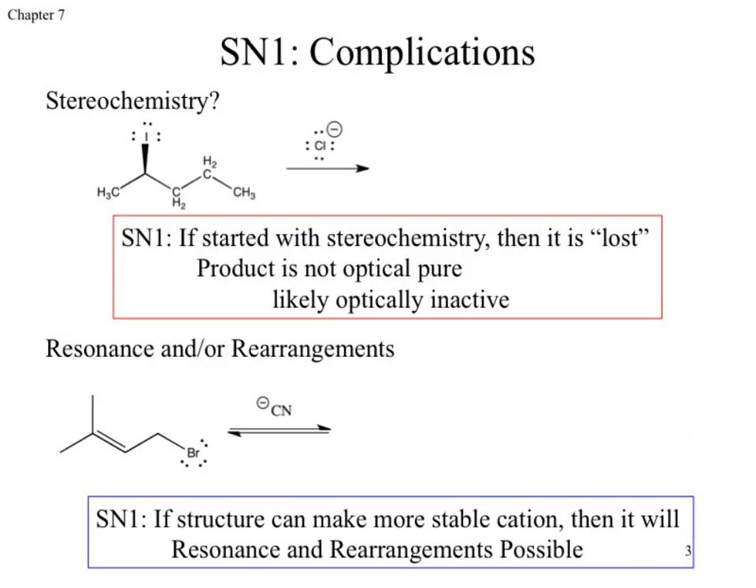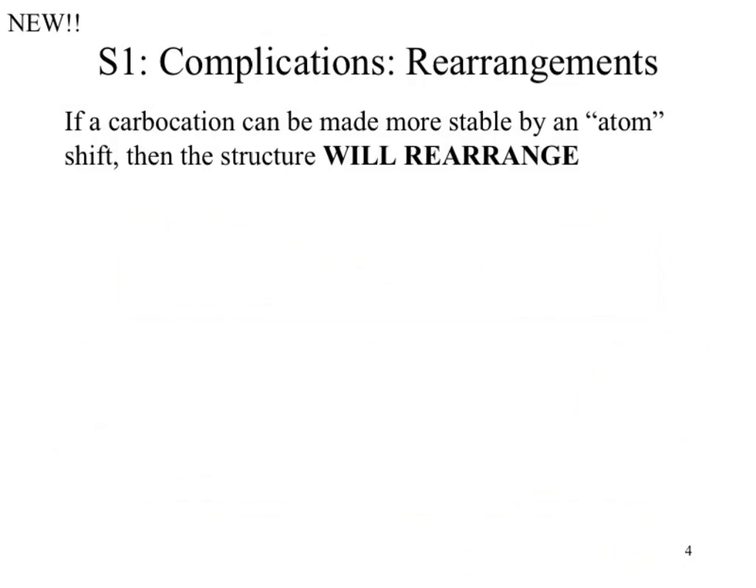Okay. So summary first on our resonance/rearrangements. If the structure can make a more stable carbocation, then it will, period. Okay? That means within the SN1 mechanism, resonance and rearrangements can mess with your product distributions. So you must evaluate both resonance and this potential for rearrangements. Okay? So let's take a look at our rearrangements.